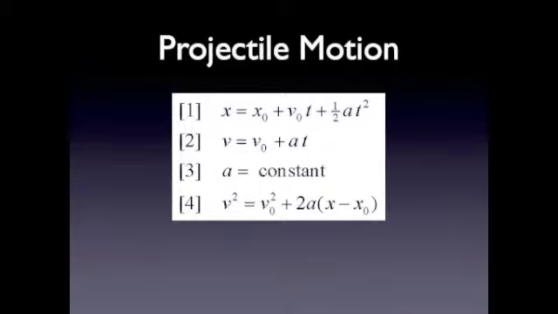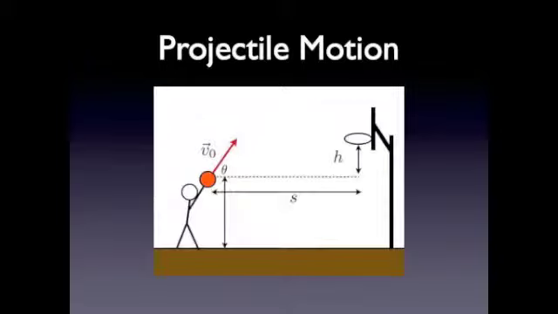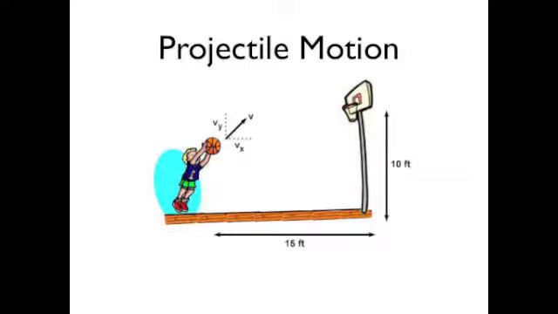With acceleration being constant, we can use these three formulas to find out different properties of the ball while it is in flight. Knowing the height of the shooter, the height of the basket, and the distance of the free throw line, we can calculate the initial velocity of the ball and the angle that it is released at.